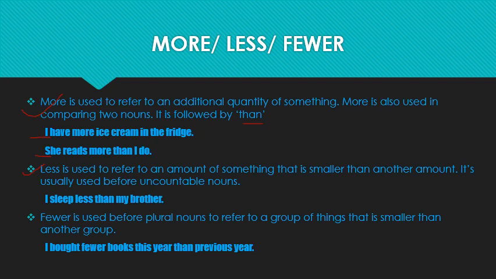Less is used to refer to an amount of something that is smaller than the other amount. It is usually used before uncountable nouns. When you are comparing two things and the quantity is less, in that case we use less. I sleep less than my brother. Less than my brother. It is generally used before uncountable nouns.